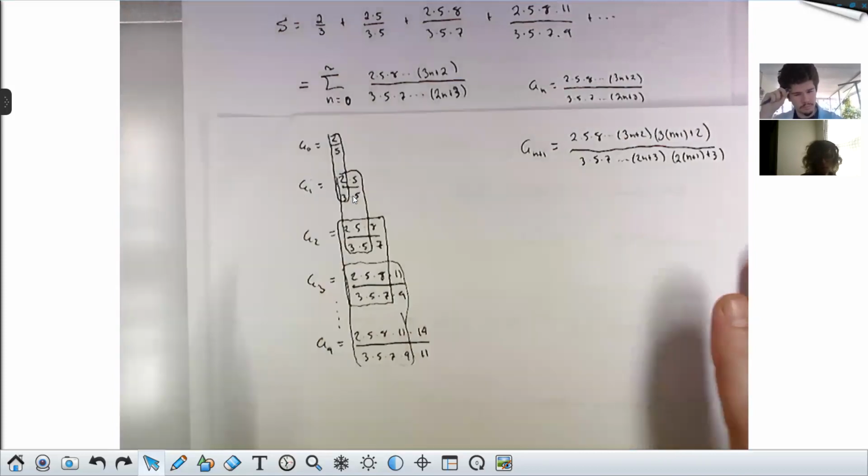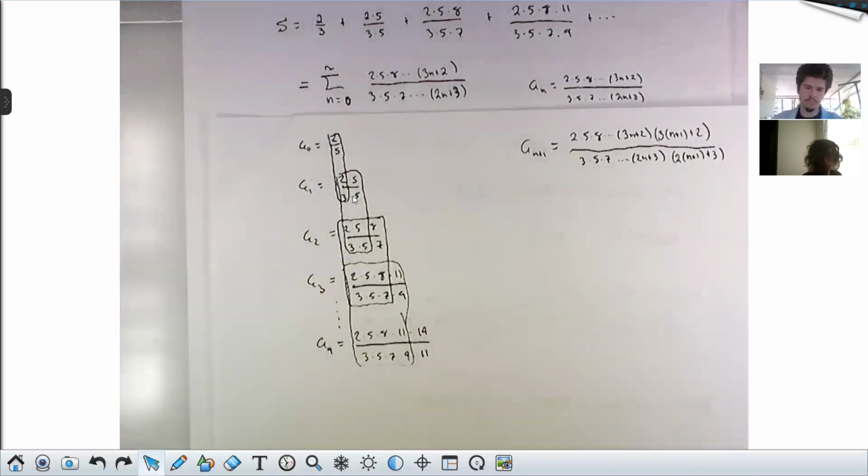within A3, you'll find a copy of A2. A2's numerator is 2 times 5 times 8. So A3's numerator should be 2 times 5 times 8 times the next term in that pattern, which is 11. A2's denominator is 3 times 5 times 7. So A3's denominator is 3 times 5 times 7 times the next term in that pattern, which is 9. So it's very similar to factorials, right? And that's why we call these factorial-like products. But they're not exactly factorials because they're skipping over terms.